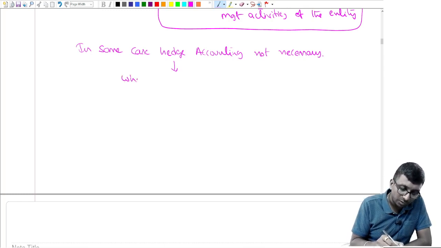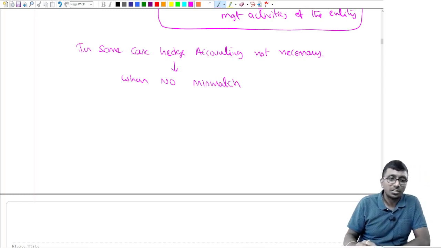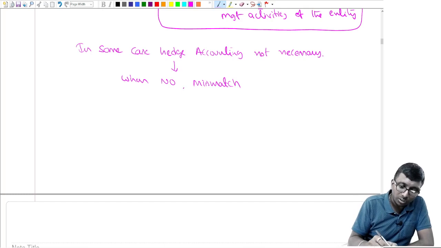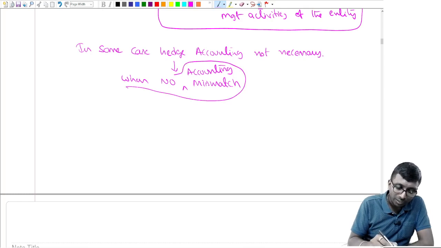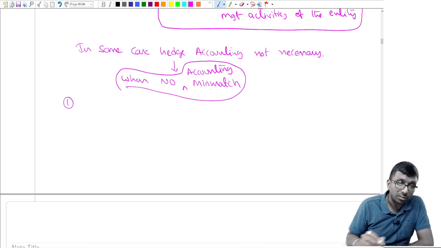When there is no mismatch, meaning there is matching accounting. There is no accounting mismatch, I'll say, is the better option. So where will it be? Some 2 examples I can give you.